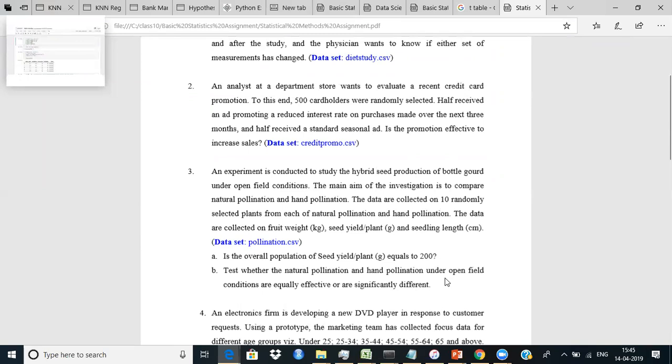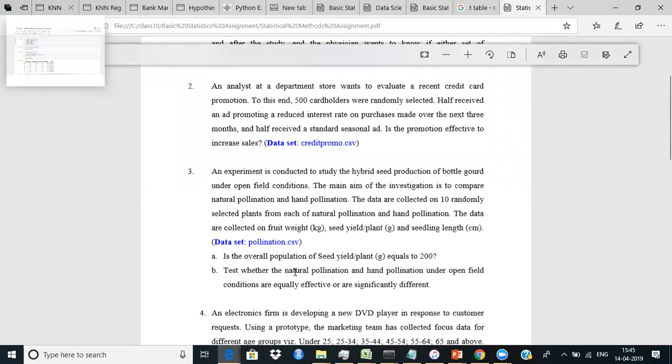Yes, first one is one sample t-test. Second, multiple two sample t-tests, right? What you need to do is 1, 2, 3 two sample t-tests. One for fruit weight, second for seed yield per plant, third for seedling length. So first one is one sample t-test, second one is 3 two sample t-tests.